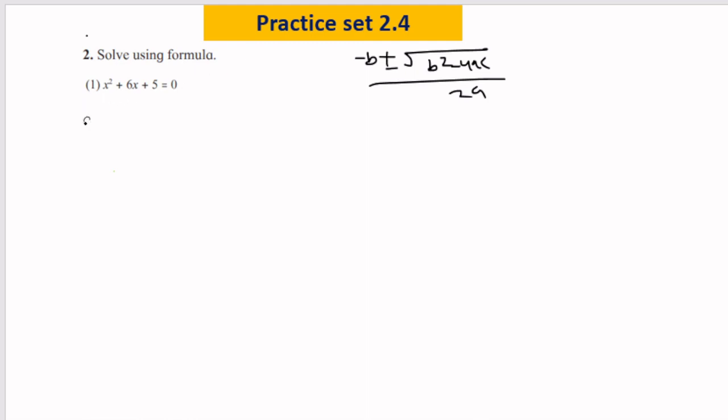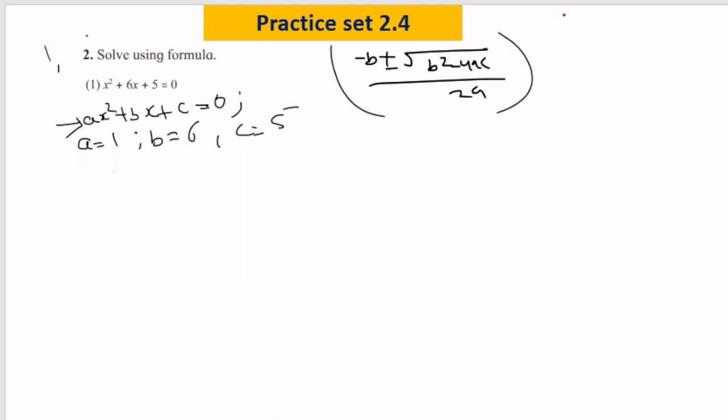First, compare with the general equation, that is ax square plus bx plus c equal to 0, and try to get the value of a, b and c every time, so that your life becomes easy, because you need to substitute a, b, c in the formula. Once you find the value of a, b, c, then you have to start using the formula, but not directly. First you have to find the value of b square minus 4ac. Why? So that you'll get a smaller number to work with at the end.